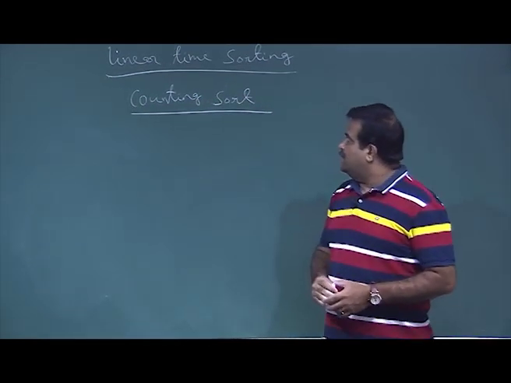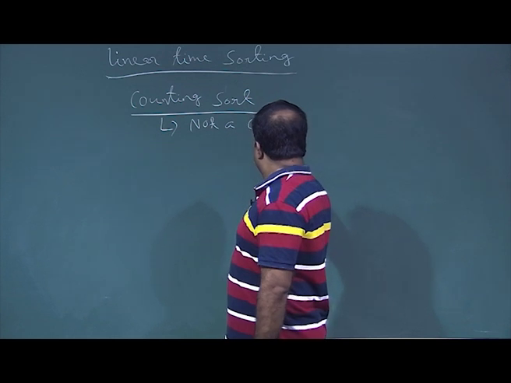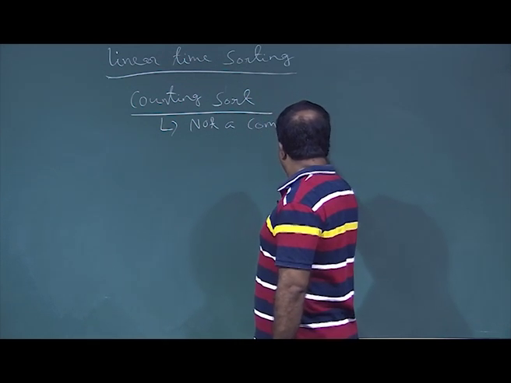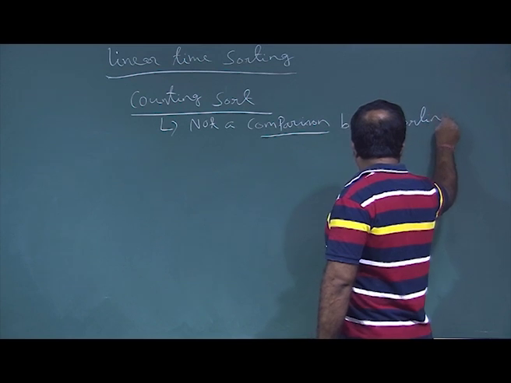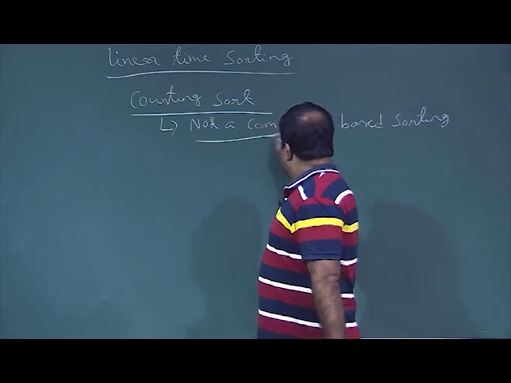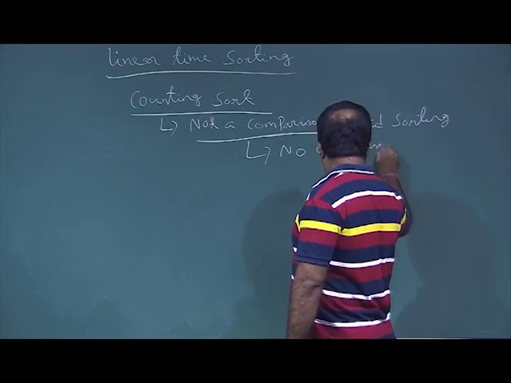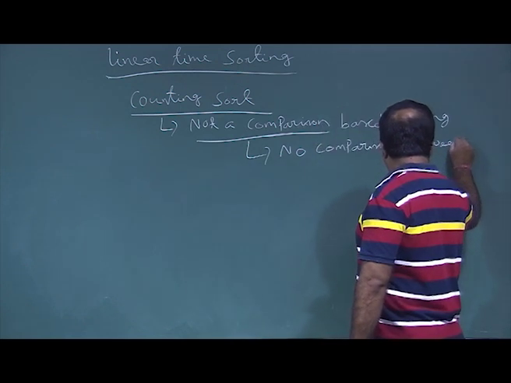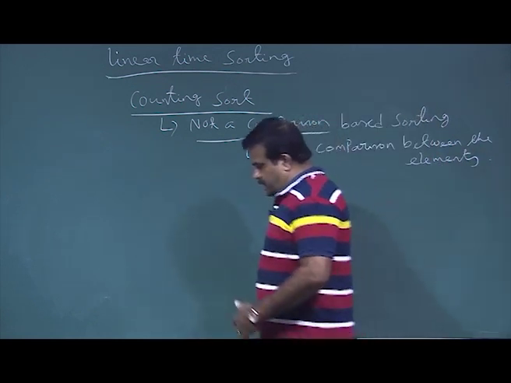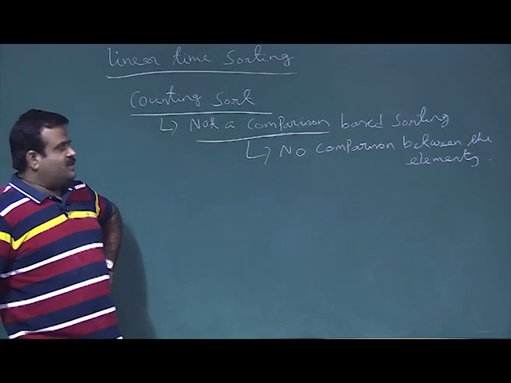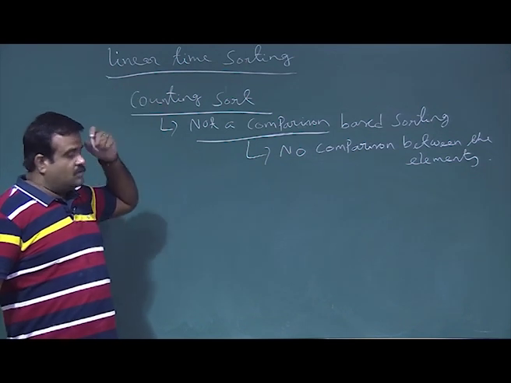So, this is one example of a linear time sorting algorithm, but this is not a comparison based sort. That means no comparison between the elements. Okay. So, we are not doing any comparison between the elements, and that is why we could reduce it to linear time.